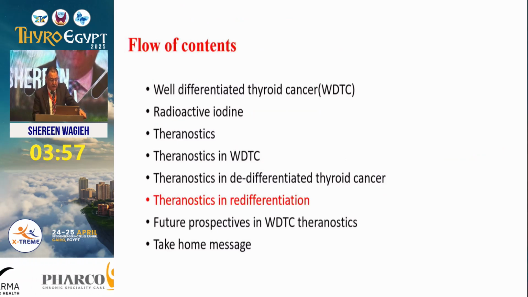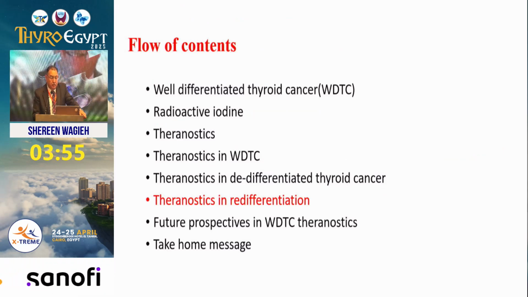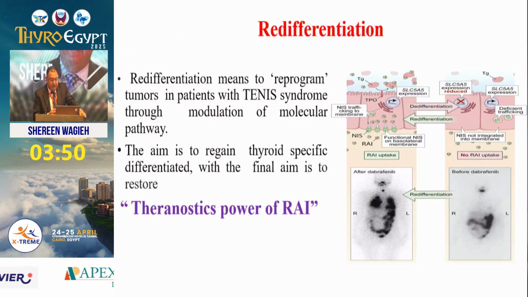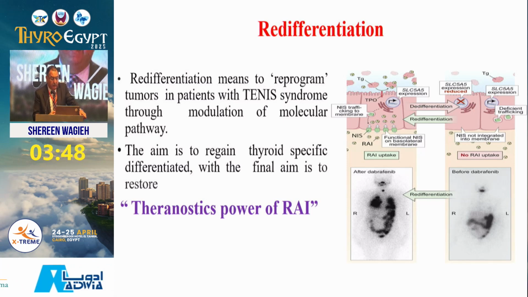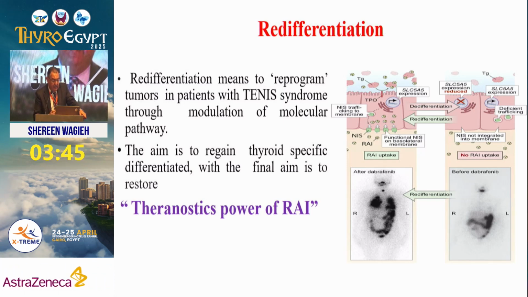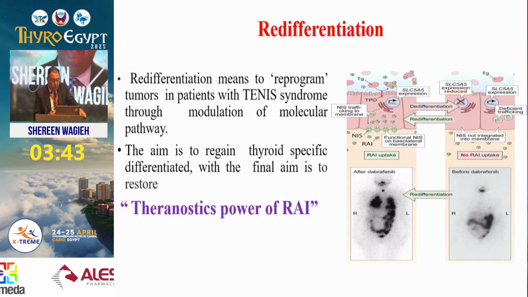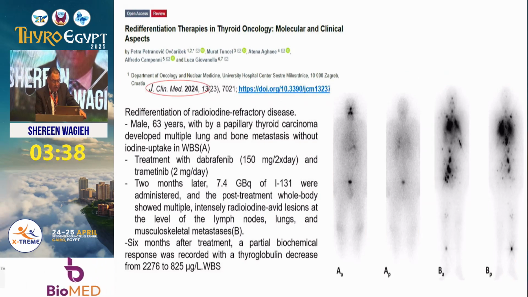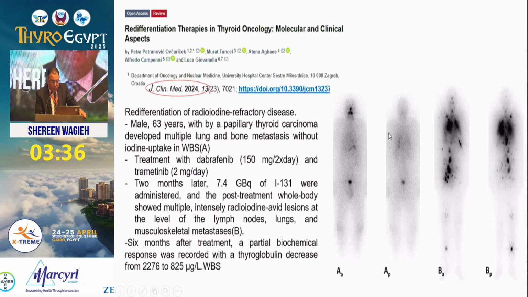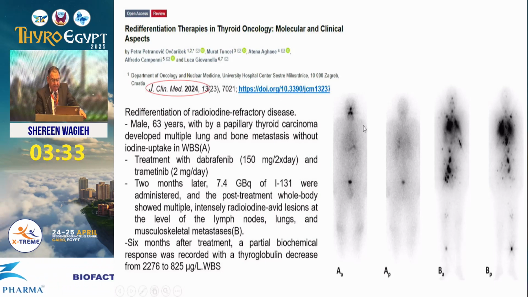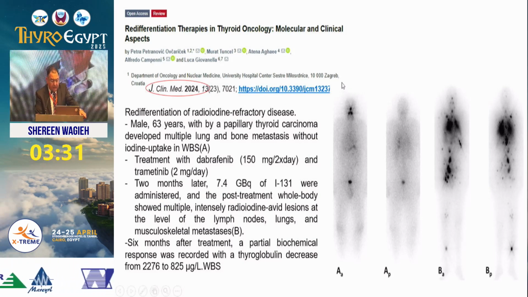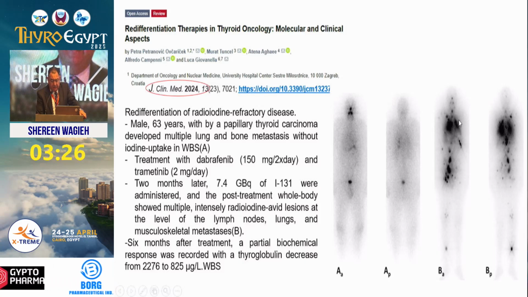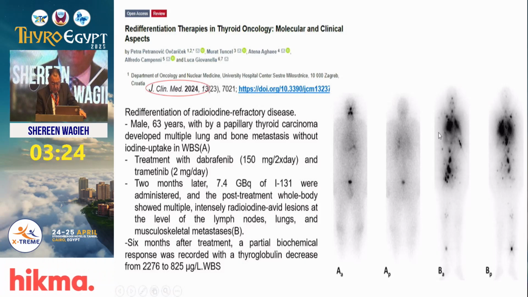Now we come to theranostics in redifferentiation. For those with TENIS syndrome, you can give redifferentiation therapy. This redifferentiation therapy means to reprogram the tumor cells in those patients to regain their differentiation and, most importantly, to restore the theranostic power of radioactive iodine. So in this particular patient, the radioactive iodine whole body scan was first negative with an elevated serum thyroglobulin level. After receiving redifferentiation therapy, multiple bilateral pulmonary metastatic lesions and osseous lesions were seen.